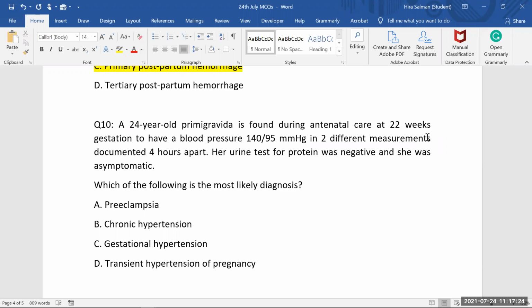Preeclampsia, we cannot say preeclampsia. For preeclampsia, there are certain criteria, especially the blood investigations. Chronic hypertension should be less than 20 weeks. Transient hypertension of pregnancy, transient means it's continuing, and it's not a proper term. So diagnosis is gestational hypertension.